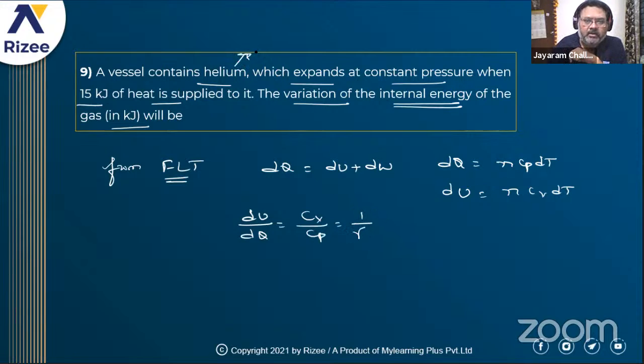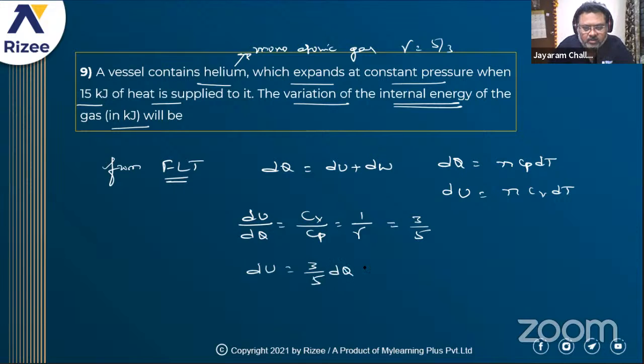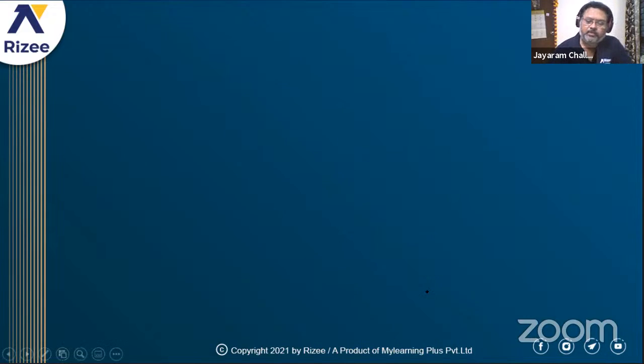Since helium is a monoatomic gas, the value of gamma is 5 by 3. So when I substitute over here, this will be 3 by 5. So it will be divided in the ratio 3 parts of du and 5 parts of dq. So if I want du, it will be 3 by 5 times dq. So 3 by 5 times dq, which is given as 15 kilojoules, 15 into 10 to the power of 3. This goes for 3 times. It is 9 kilojoules. Next one, sir.